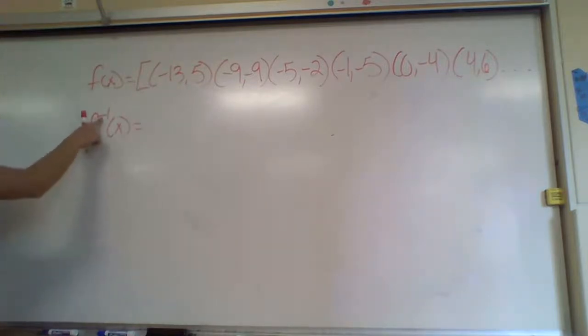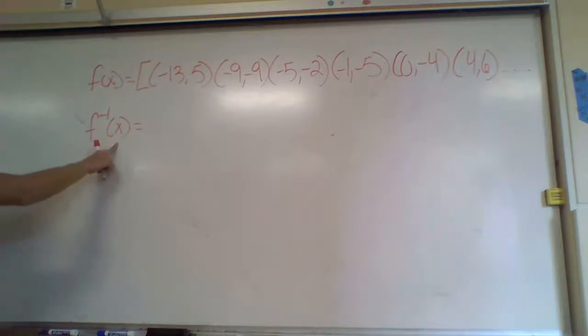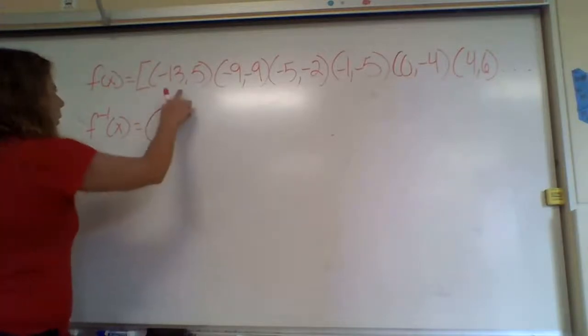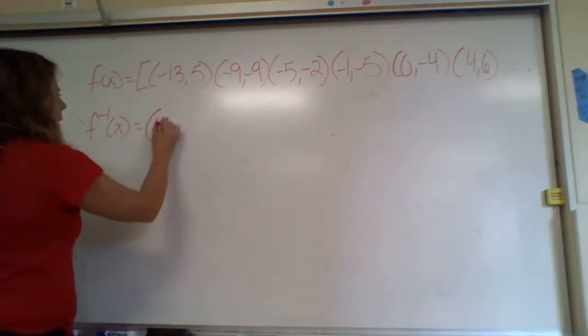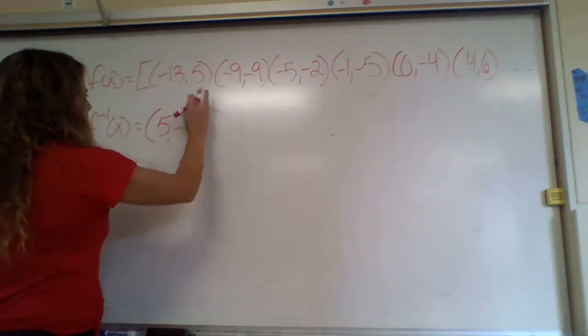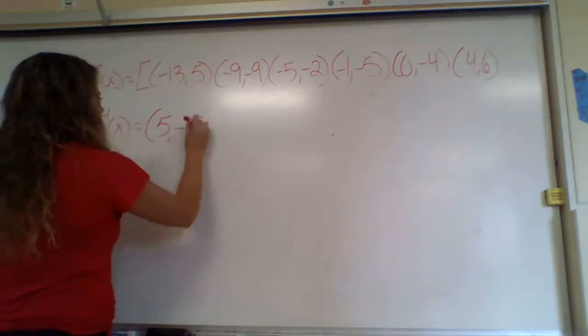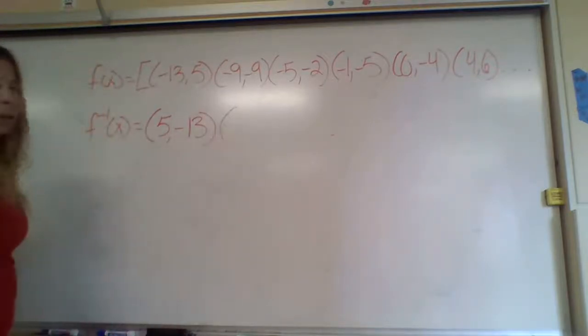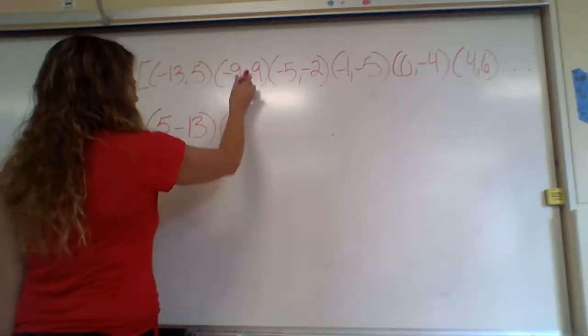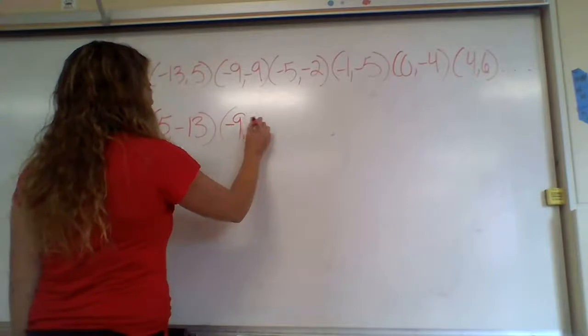Find f of negative 1 of x. This means find the inverse. So you switch the x and y values. So this becomes your x value. That becomes your y value. Negative 9, nothing changes. Technically, this becomes your x, this becomes your y, but they're the same number.